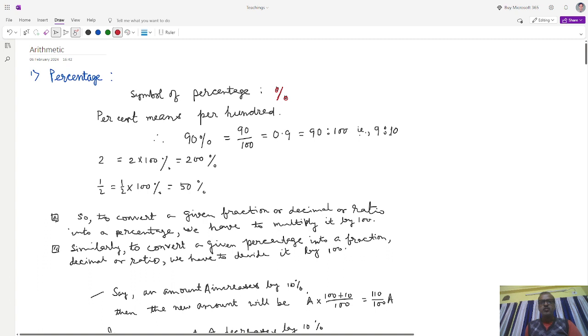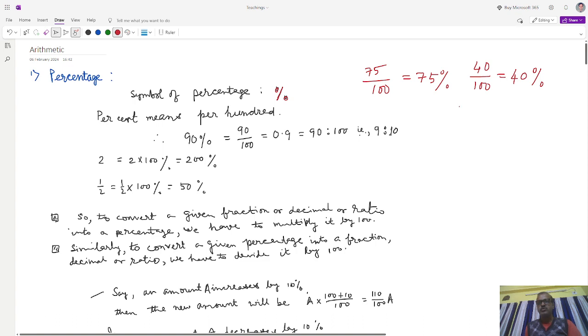Say one student gets 75 out of 100, then the percentage of the marks of the student is equal to 75%. If a student secured 40 marks out of 100, then his percentage of marks is equal to 40%.